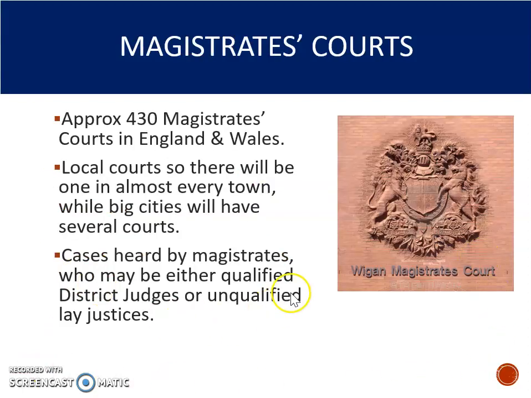And just to give you an overview then, magistrates' courts, there's about 430 of them in England and Wales, and they are local courts, and there'll be one in almost every town. Although the magistrates from Widnes actually closed down. So the nearest magistrates court to us is Liverpool Crown. And cases heard there will be heard by magistrates who might be district judges or lay magistrates. And we look at lay magistrates in a later topic.